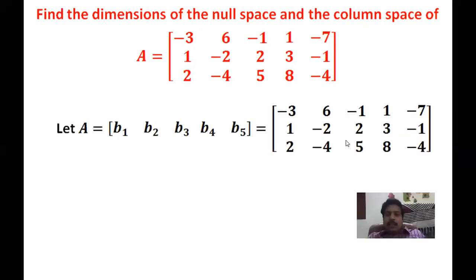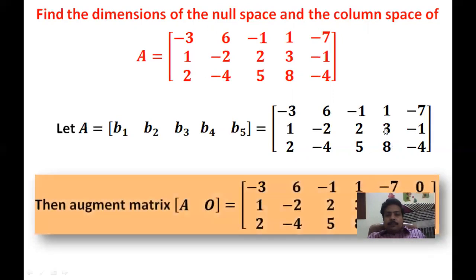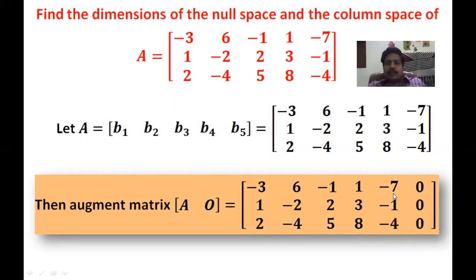Let us first name the columns. Let the first column be B1, the second B2, the third B3, the fourth B4, and the fifth B5. So these are the columns of the given matrix. Now let us form an augmented matrix [A 0]. To find the null space, we need the augmented matrix, so the 0 entries are added in the last column to the matrix A. So this is the augmented matrix [A 0].